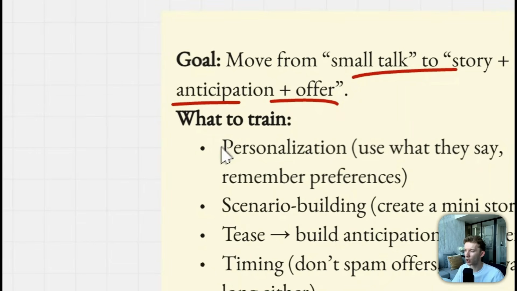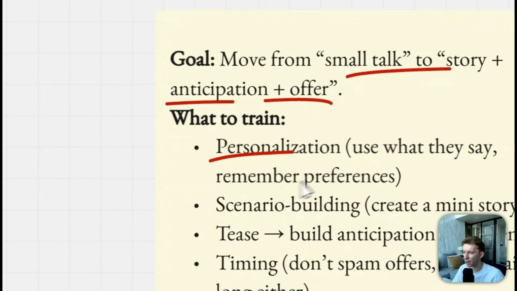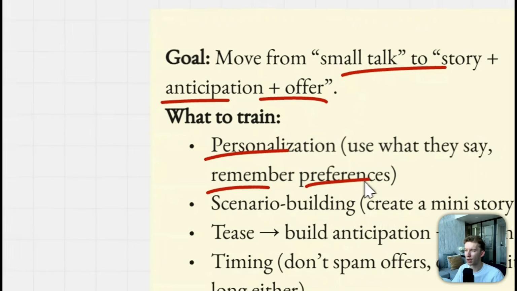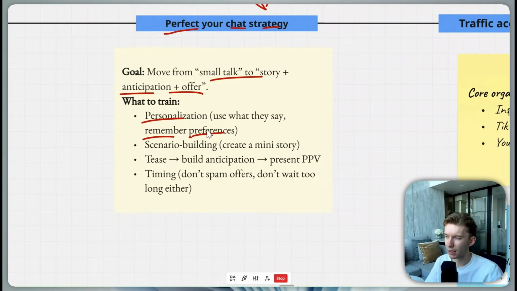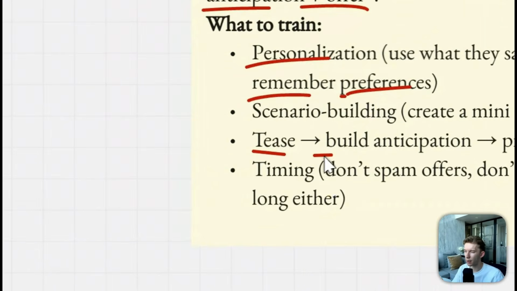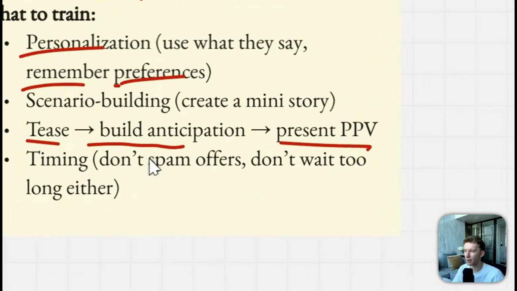Again, when you are training, train the chatters on personalization. Remembering certain things about the fans. If the fan said he has a dog called Ruba, then obviously tell the fan to note this down and you can bring it back up in conversation at a later date. Just makes it seem, again, more real and yeah, you're just going to get more sales. Tease to build anticipation and then obviously sell the pay-per-view.